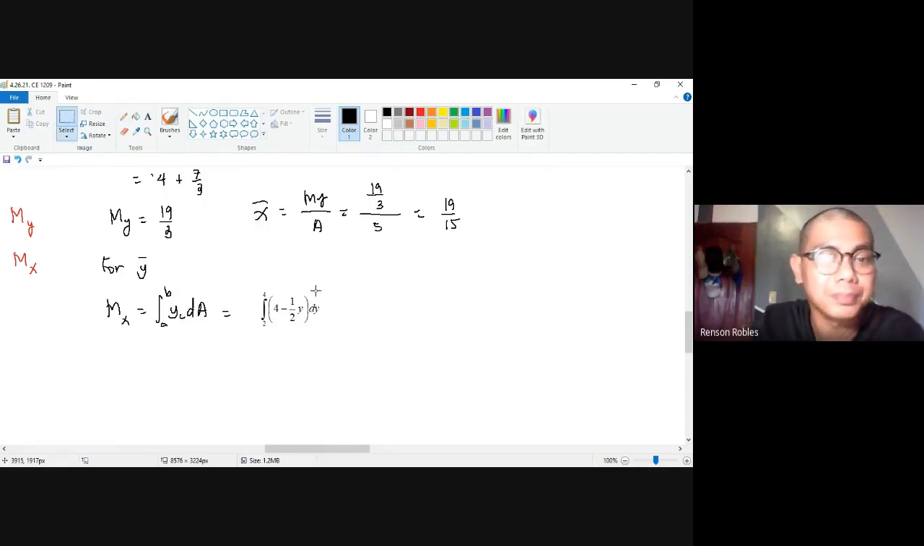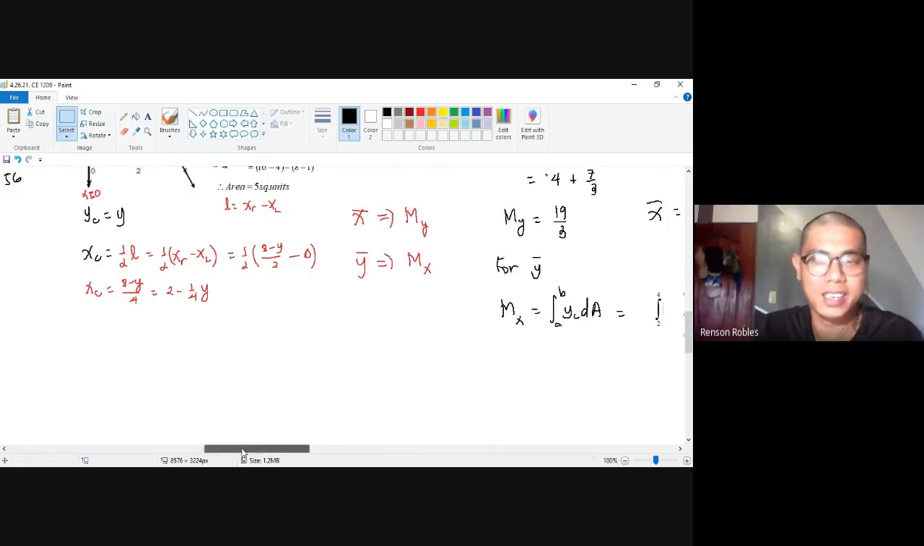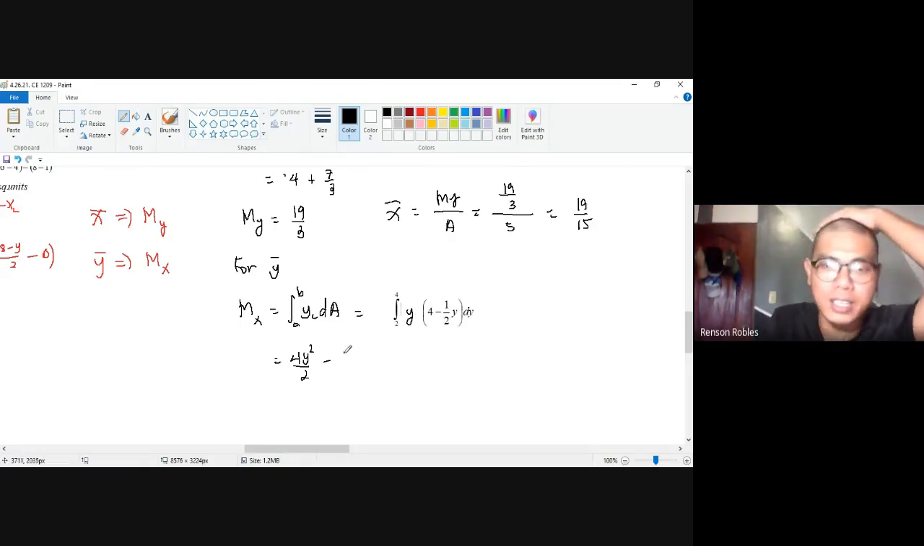Equals. Then we remove this because we are going to add something. y_c is y, so it's easy to integrate. 4 times y is 4y, integrate: 4y squared over 2. Then minus y times 1/2 y is 1/2 y squared, integrate: 1/2 y cubed over 3, evaluated from 2 to 4.